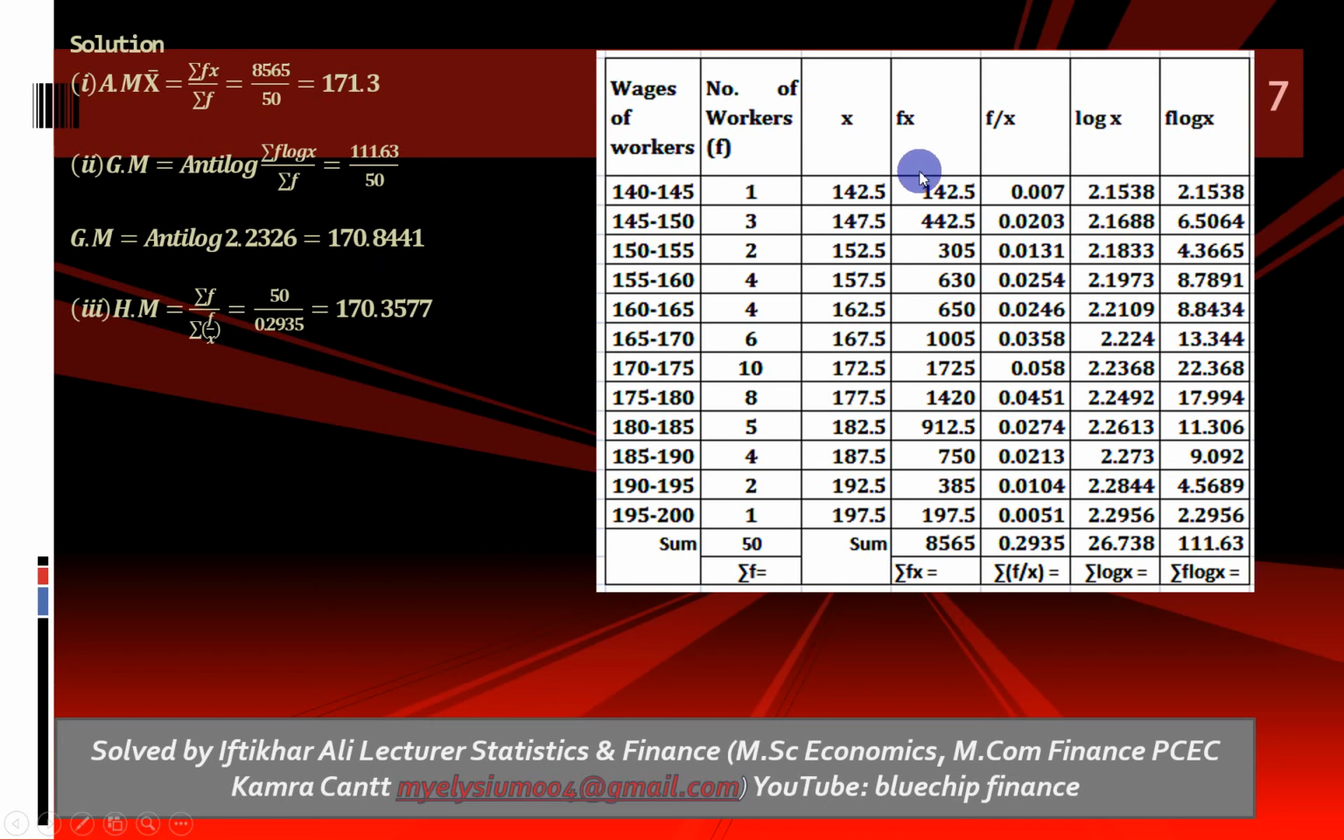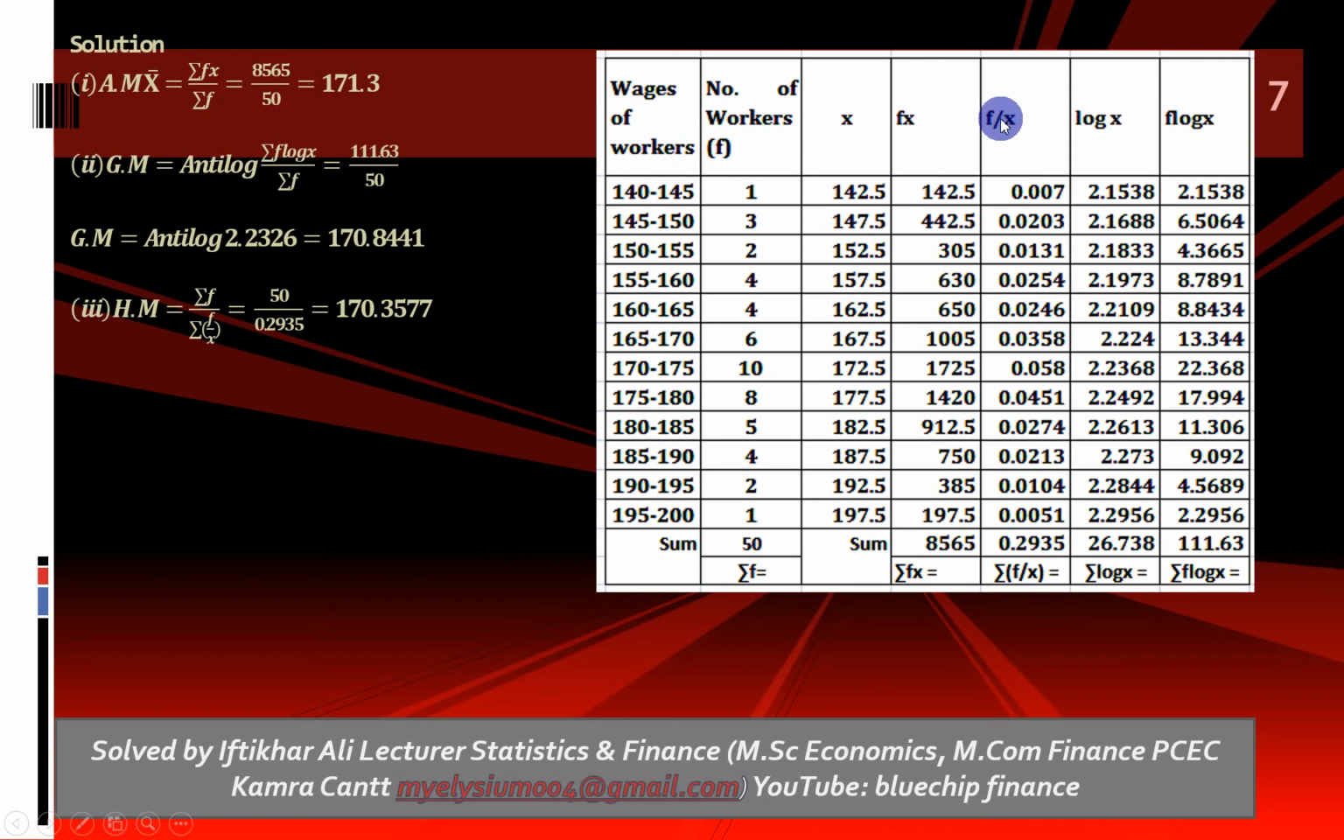So just simply calculate these values. First of all, take the product of fx, f multiplied by x. Sum is given here 8565. Then f by x, f divided by x. So 1 divided by 142.5 equals 0.007, 3 divided by 147.5 equals 0.0203, and so on. And the result is 0.2935.